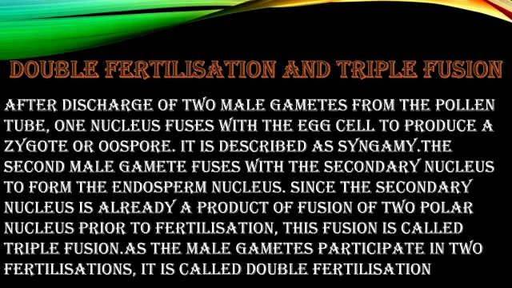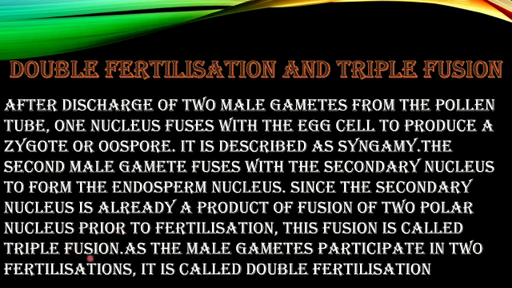Now, what is double fertilization or triple fusion? After the discharge of two male gametes from the pollen tube, one nucleus fuses with the egg cell to produce a zygote or the oospore, which we call syngamy. The second male gamete fuses with the secondary nucleus to form the endosperm nucleus. One is the zygote, the other is the endosperm nucleus. The endosperm nucleus produces food for the growing zygote. Since the secondary nucleus is already a product of the fusion of two polar nuclei before fertilization, this fusion is called triple fusion.